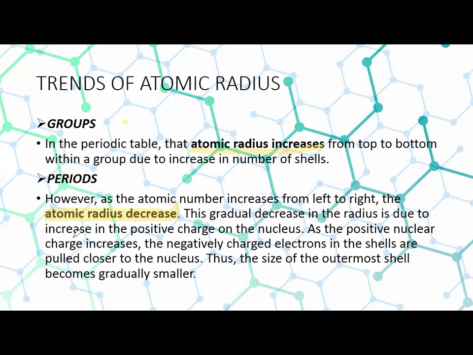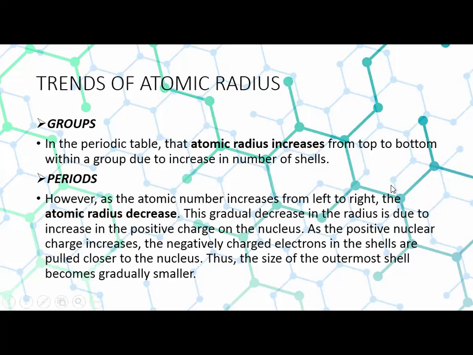So what will happen? As the positive nuclear charge increases, the negatively charged electrons in the shells are pulled closer to the nucleus, thus the size of the outermost shell becomes gradually smaller. Yes, that is the cause: when you see that nuclear charge is gradually increasing, the shells containing electrons move close towards the nucleus of an atom, thus resulting in the concentration or shrinking of the size of the atom. Thus, in the period, the atomic radius decreases. Got my point?